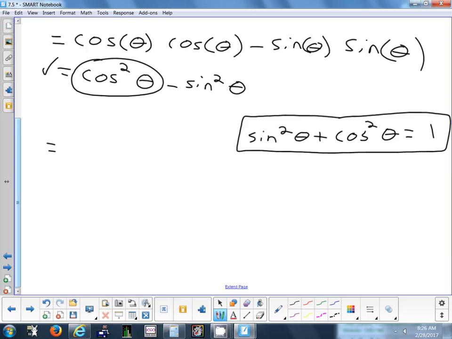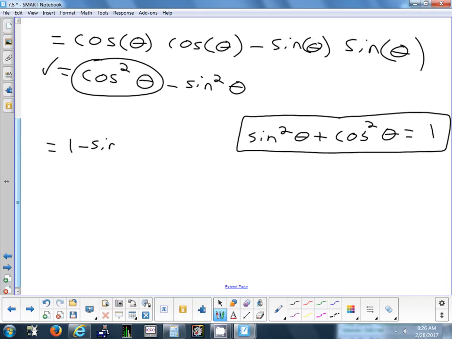Well, Andrew? What's cosine squared? Yeah, using the identity Amanda just gave us. So solve this for cosine squared. 1 over sine squared. Oh no, 1 minus sine squared. So cosine squared is 1 minus sine squared. Make that substitution on what I just circled.